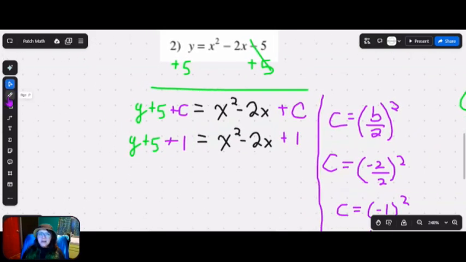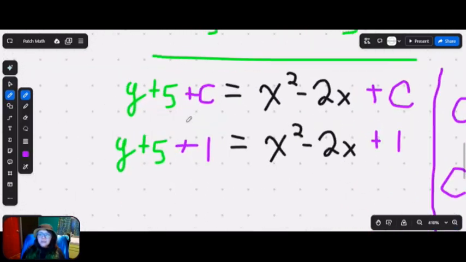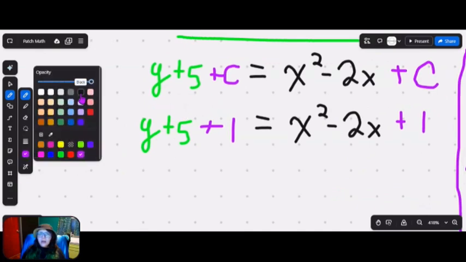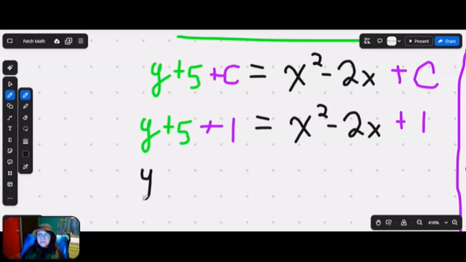Now we're going to simplify this left-hand side. And when we simplify, we're going to do the operations as they are given. We have y plus 5 plus 1. Well, that's y plus 6.